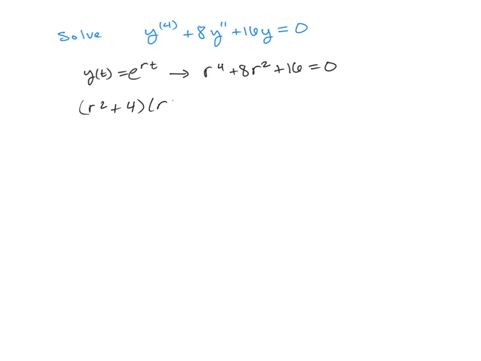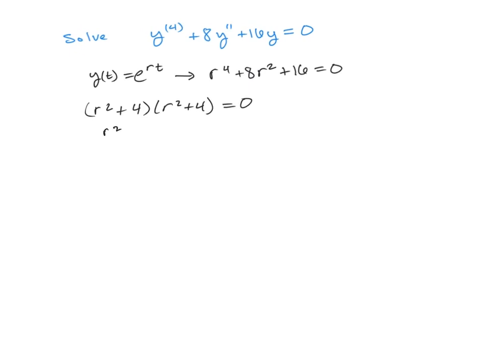And with that (r squared plus 4) twice, that's going to get us a bit of an interesting problem with our repeated solutions. So r squared is equal to negative 4. r is equal to plus or minus 2i. So those are the only values of r that we get. So we know we're going to have sines and cosines, but we have to also watch out for linear dependence.